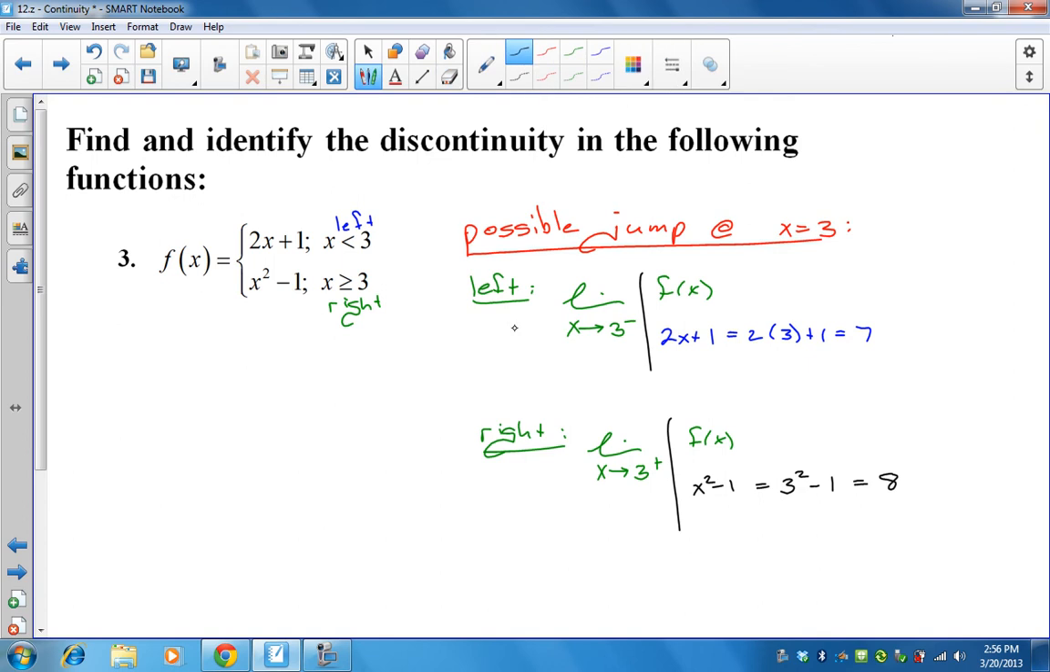Okay, so I'm looking at this. My left side and my right side are going to two different places. If you get different answers, that means there is a jump. So there is a jump at x equals 3. Left and right sides were different, therefore there is a jump.